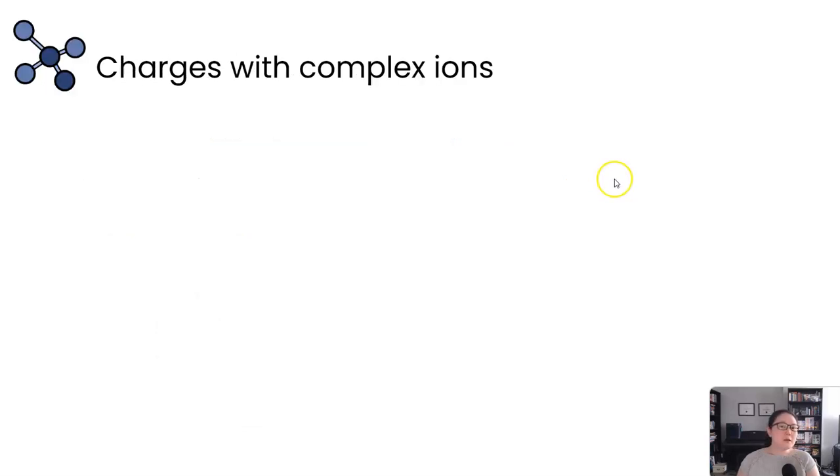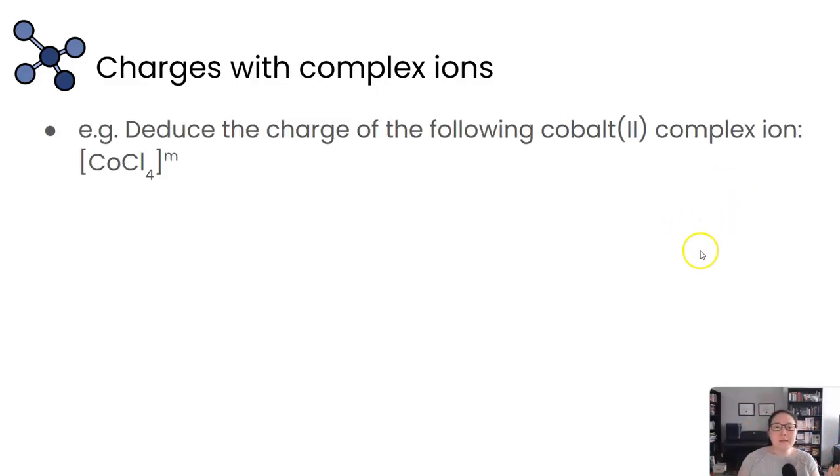Now, something that you might be asked to do is figure out what charges are going on inside or with these complex ions. So you might get a question where it says, deduce a charge of the following cobalt-2 complex ion. So here's a complex ion, you don't know the overall charge of it, so figure out what that charge is. Well, you know that you have cobalt, you know that it's a 2+ charge because the question tells you so, and then you have the complex forming with chlorine, and that chlorine is going to be the chloride ion.